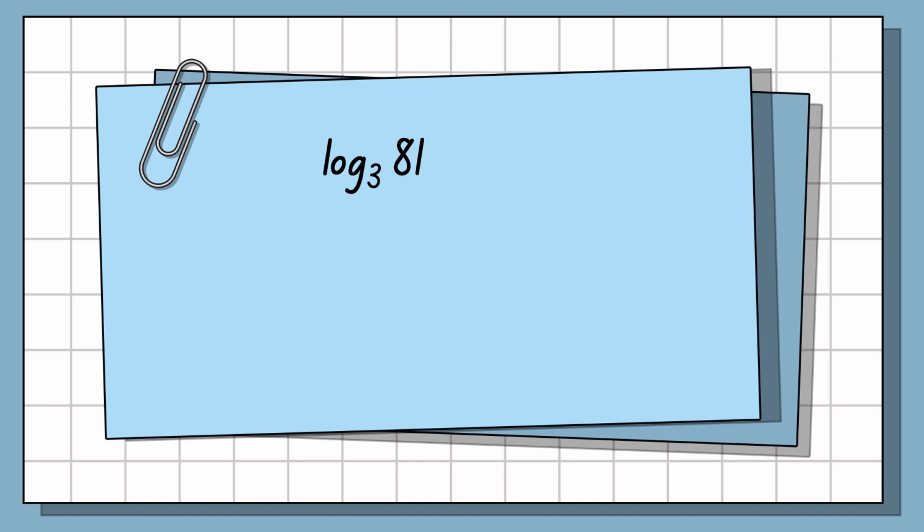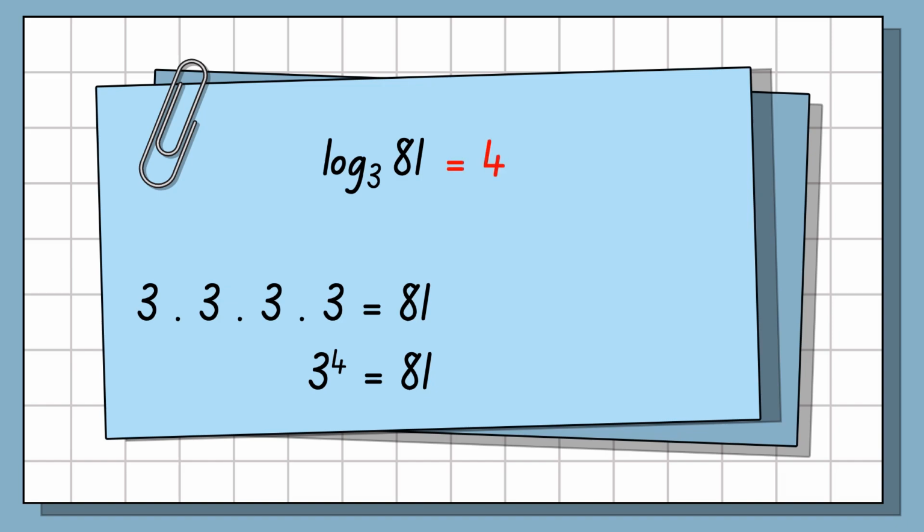So we're going to think how many times we're going to multiply 3 by itself to get the answer of 81. So this is 3 times 3 times 3 times 3 is equal to 81. If we're going to write this in an exponential form, it goes like this. 3 raised to the exponent of 4 is equal to 81. Therefore, if we're going to evaluate log base 3 of 81, the answer is equal to 4.